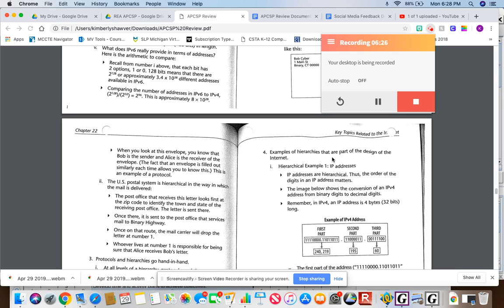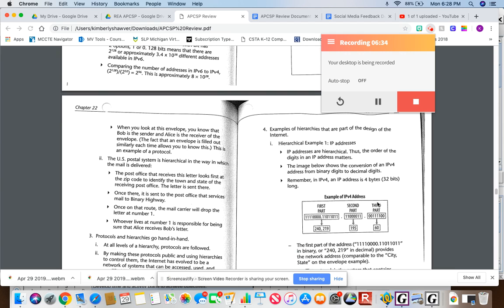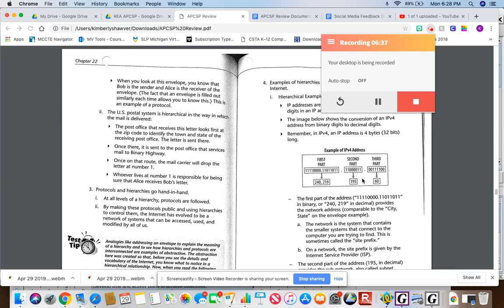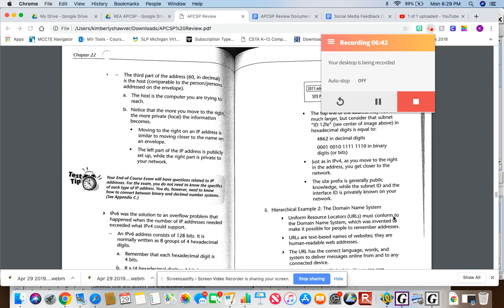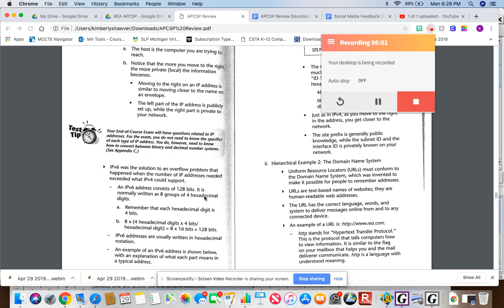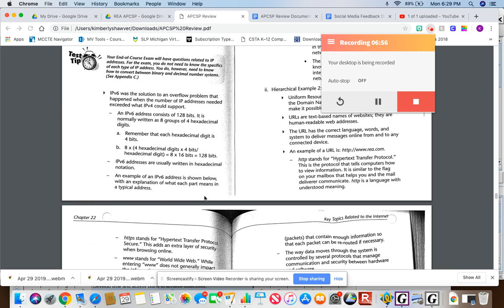So, examples of hierarchies that are part of the design of the internet. The first example is an IP address. The order of the digits matters, and we talked about this already. The first part, the second part, and the third part. You need to know how to convert between binary and decimal for the AP exam. So why IPv6? IPv6 was a solution to an overflow problem that happened when the number of IP addresses needed exceeded what IPv4 could support.